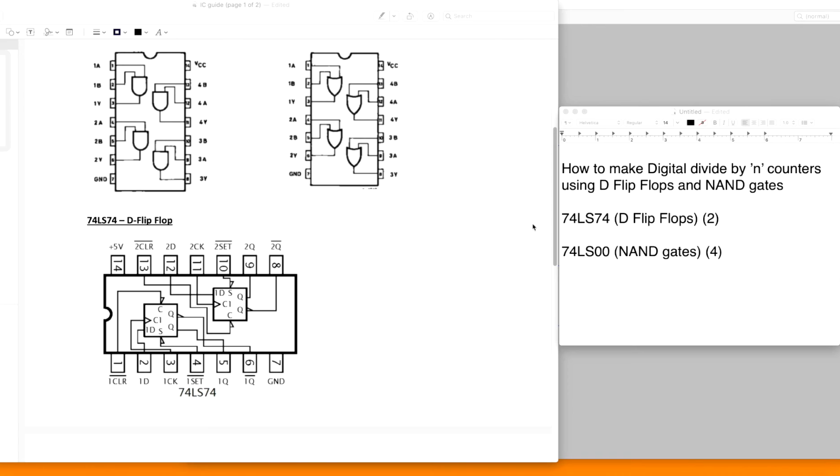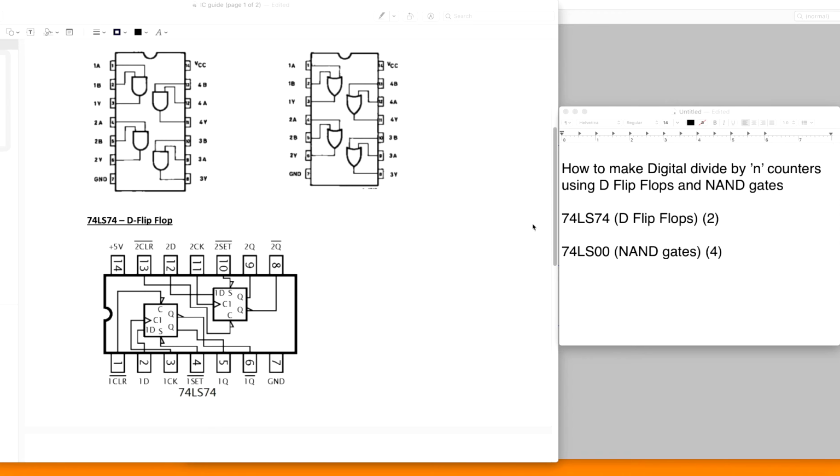The first being the easiest dividers to build, which are the divide by 2, 4, 8, and 16 counters, which only require the D flip-flops, a DC power supply, and the digital clock input signal. The second category will be the offbeat dividers that do not fit into powers of 2, for example, divide by 3, 7, or 13, or in general, any number between 2 and 16 that is not 2, 4, 8, or 16.